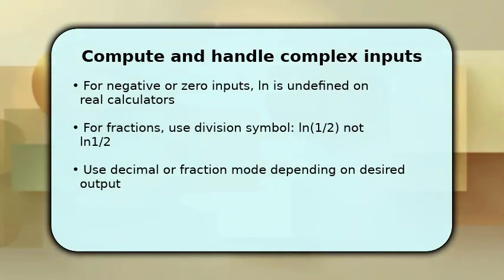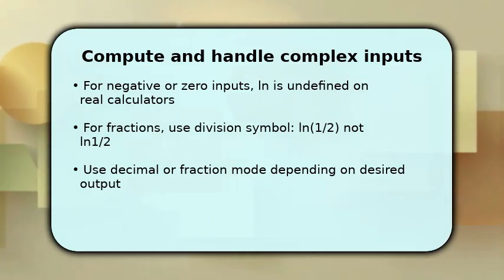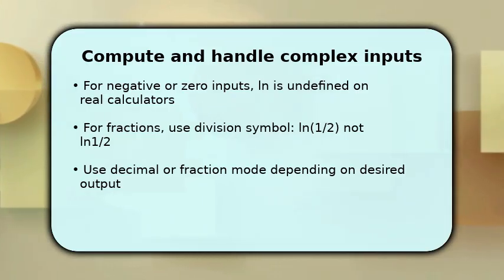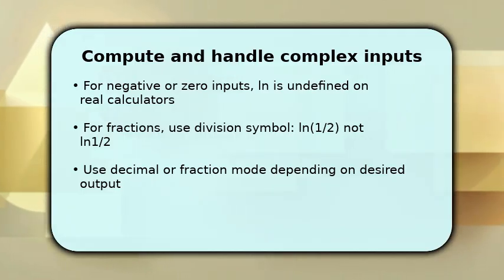If your input is negative or 0, the calculator will error because natural log is undefined for those in the real numbers. For fractions, type the division explicitly or use parentheses so ln 1/2 is calculated rather than ln 1 divided by 2. If you want exact rational output, switch to fraction mode. For approximate values, use decimal mode.